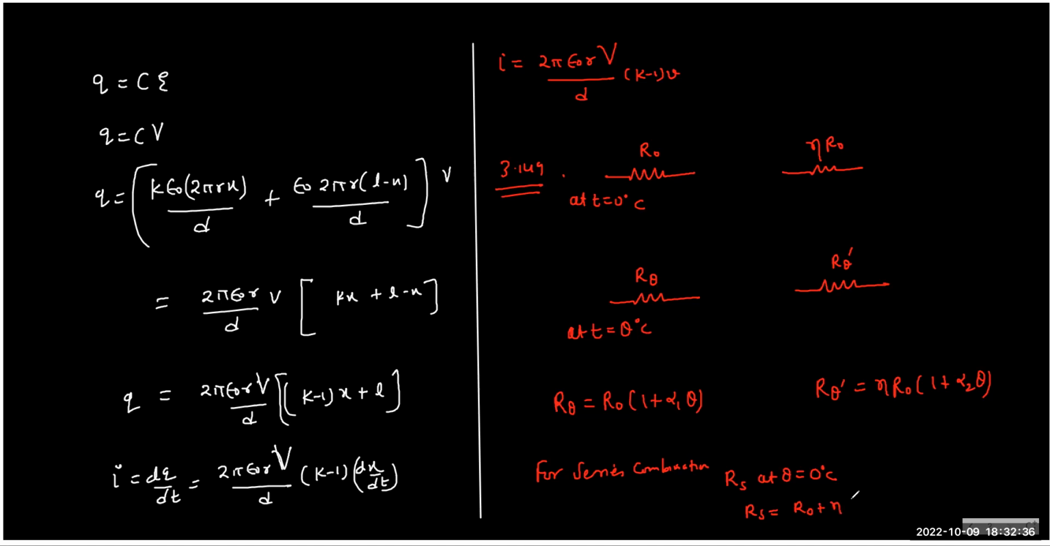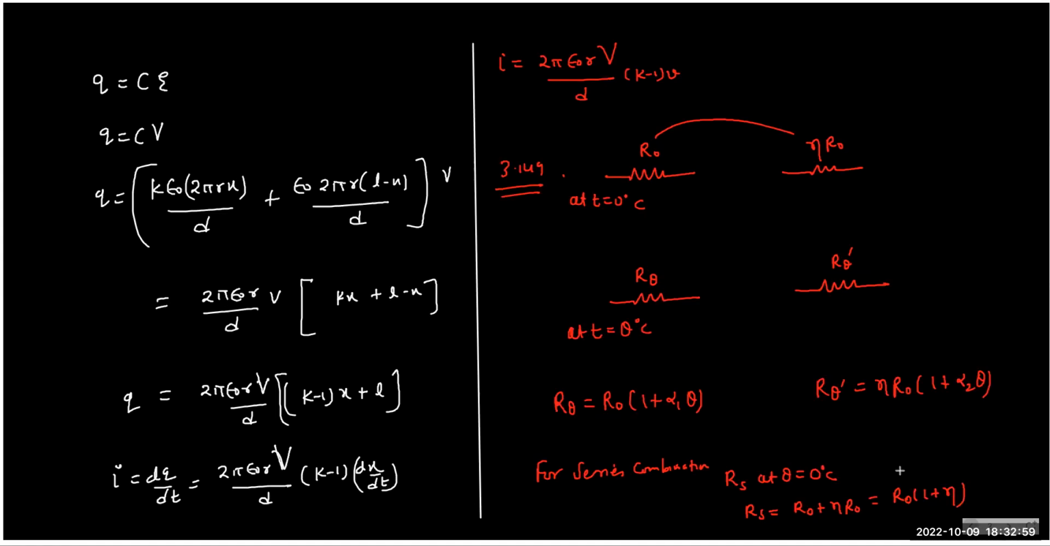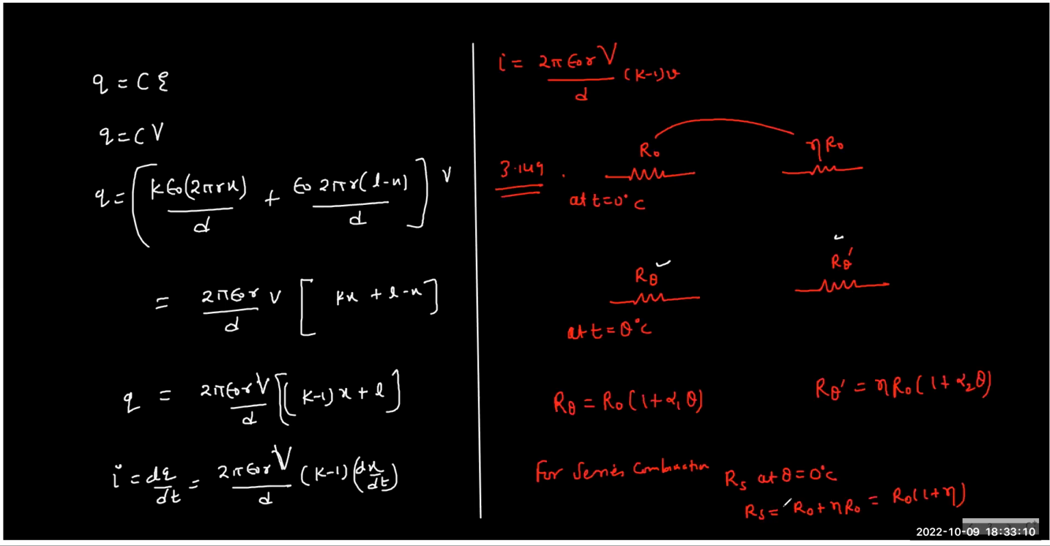At 0 degrees, we have to use this. So it is R naught 1 plus eta. Now, as you increase the temperature, we have two fresh values, R theta and R theta dash. So what will be their equivalent? So R series at 0, let's call it RS 0, and this is RS theta. So RS theta will be how much?